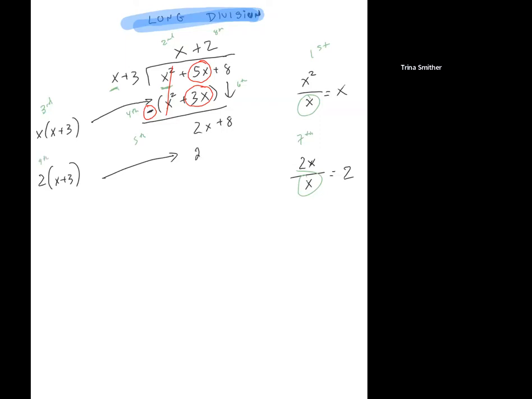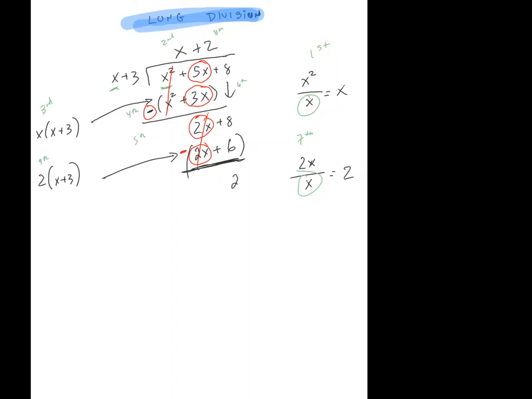And what do we get when we do that? 2 times x plus 3, right over here, I'm distributing the 2. 2x plus 6. Good, 2x plus 6. So now right here we can subtract that. And 2x minus 2x, that's gone. And what about 8 minus 6? 2. Good.